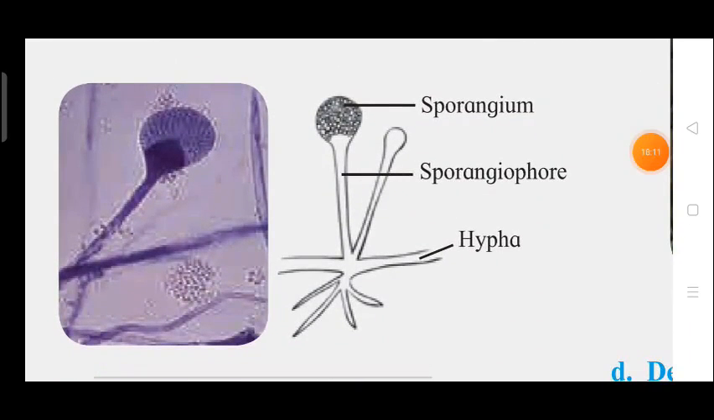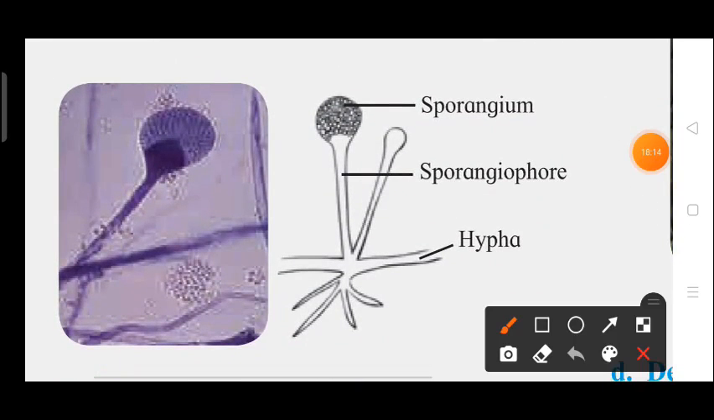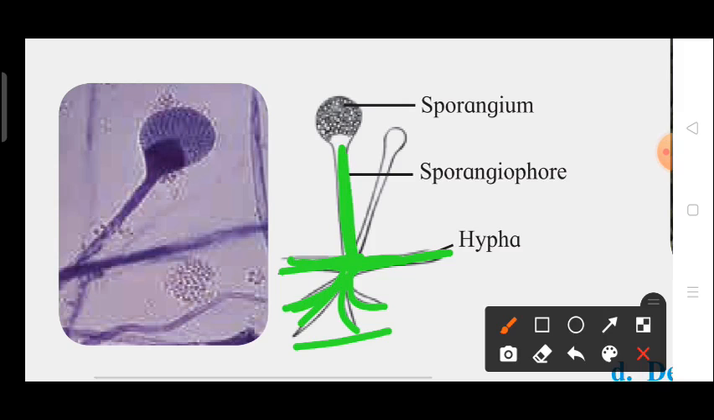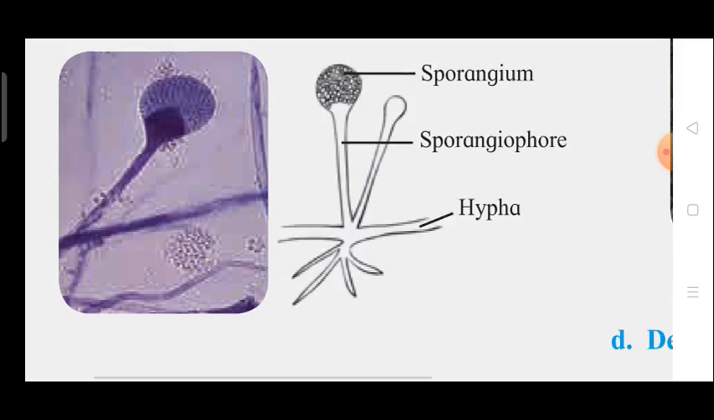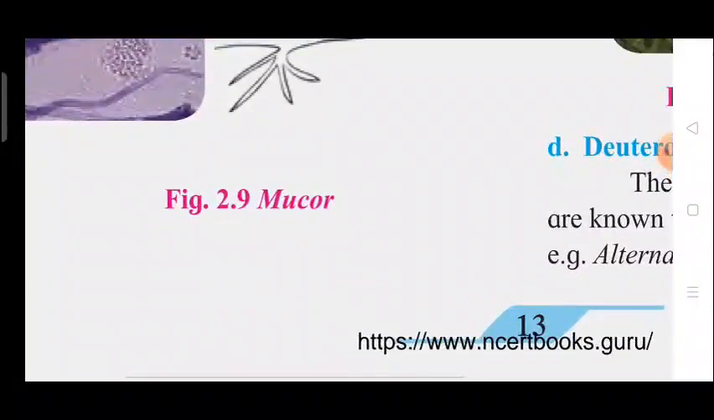Okay, this is the structure of the fungus. This is the hypha, the root-like structure, and this structure is called the sporangiophore, and this is the sporangium. The actual specimen is shown in the figure: hypha, sporangiophore, and the sporangium. In this way, it is the example of Mucor.